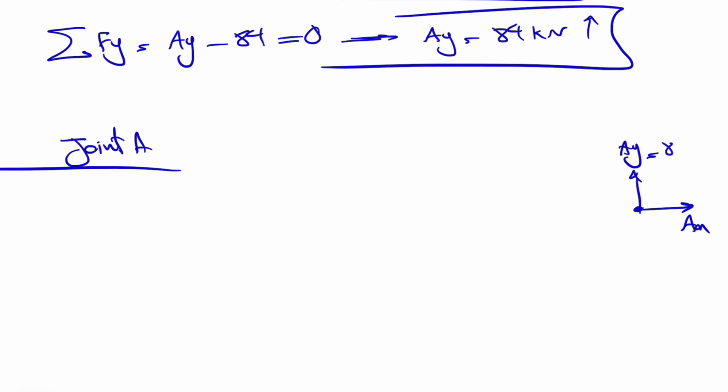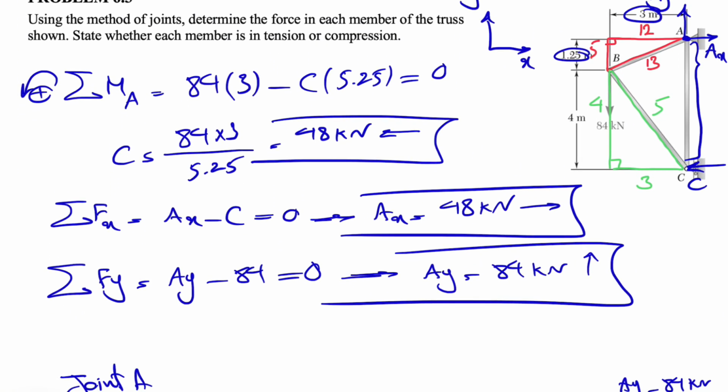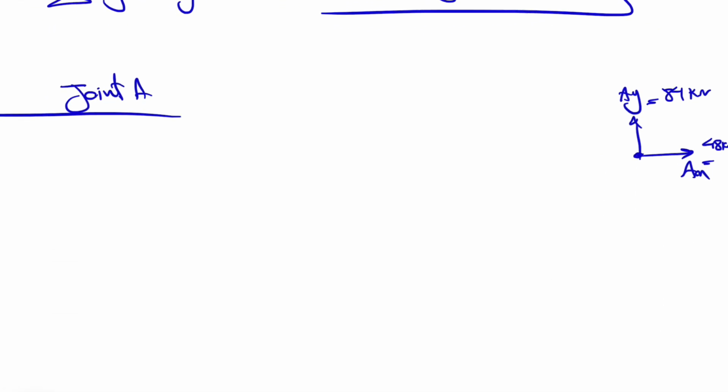And we found that AY was 84 kilonewton and AX was 48 kilonewton. And we also have two more forces, which is the force in member AB and member AC. So we can show it with FAB, and here we can get an idea about the direction of the FAB and FAC. Obviously, FAB is the only one that has X component, so it has to be in this direction to cancel out our AX. And for FAC, we can consider it downward for now. And if we get a negative sign, that shows it's upward.